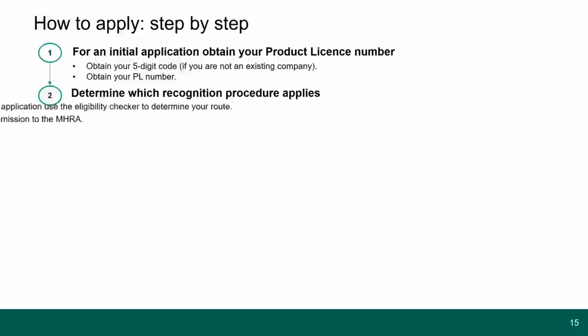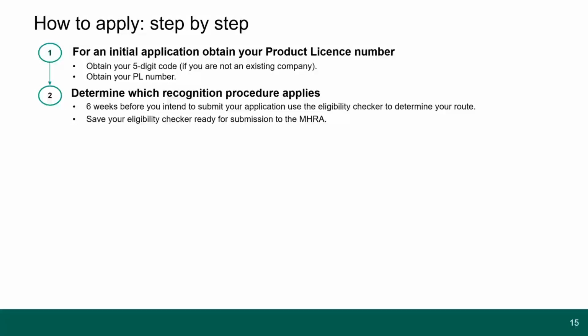Next step, please. So 6 weeks before you intend to submit your application, use the eligibility checker to determine the route. The checker actually has inbuilt coding to tell us whether it's going to be an A, a B, a triage, and you need to save, as I've indicated, that form so that you're ready to submit.